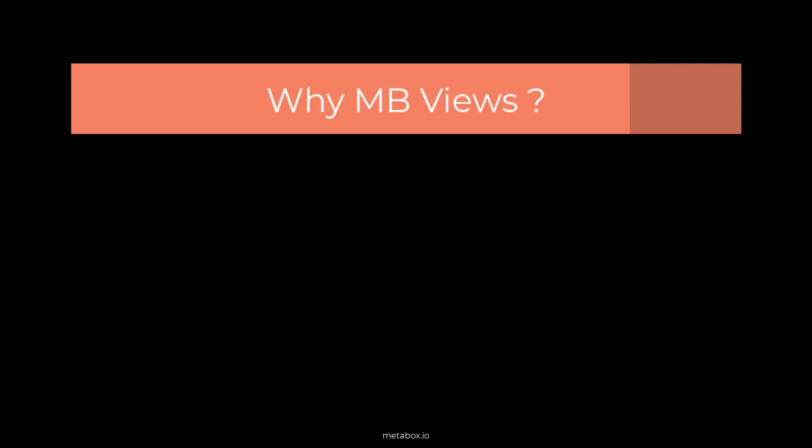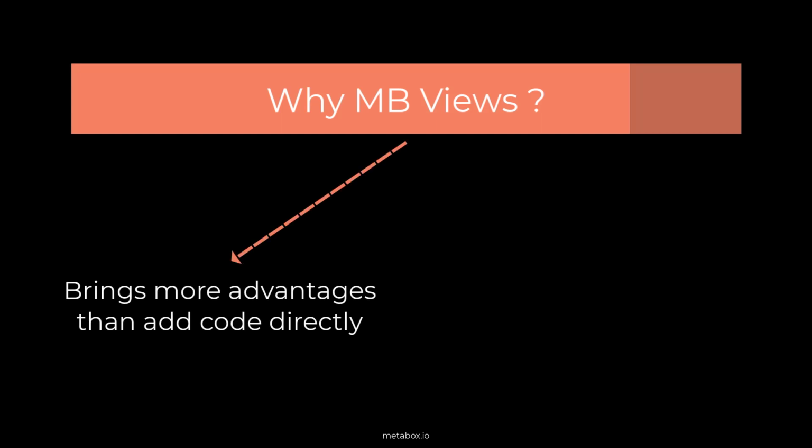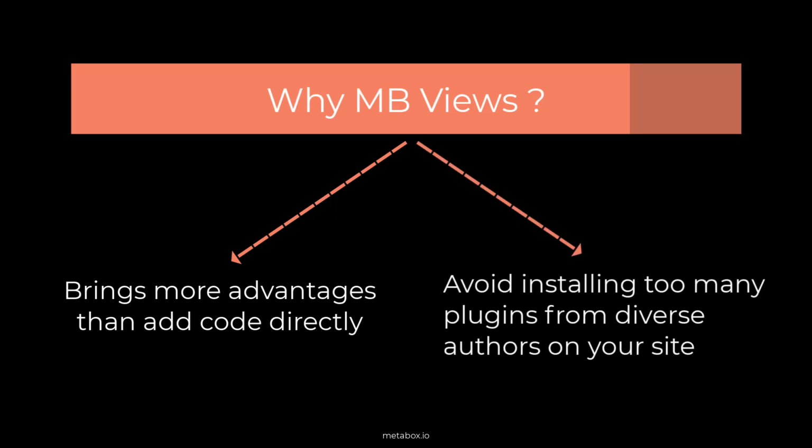To have the reading time number on posts, we should use some code. In the meantime, we cannot deny that using a plugin to add code indirectly brings more advantages than doing it in the theme files. There are some plugins that can help us add code. But if you have MetaBox on your site, MB Views will be the best option to avoid installing too many plugins from diverse authors on your site.